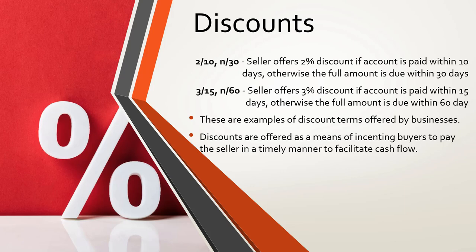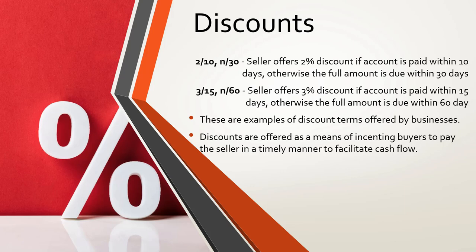All right, new topic from Chapter 6, discounts. Frequently you may see the notation that you see here bolded 2/10, N/30. That's pronounced as 2/10 net 30. What it means is if you will pay us within 10 days, you can receive a 2% discount. Otherwise, you owe us the full amount within 30 days. Those are the terms that we offer to our customers, for example.